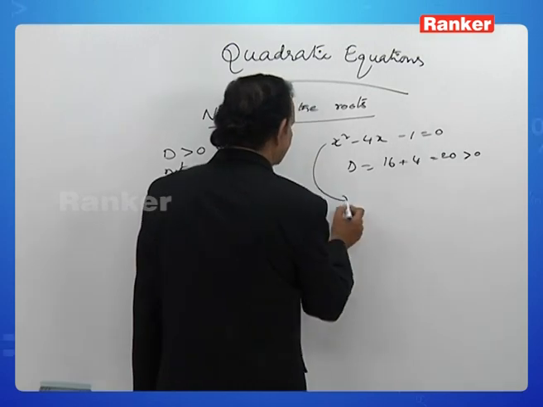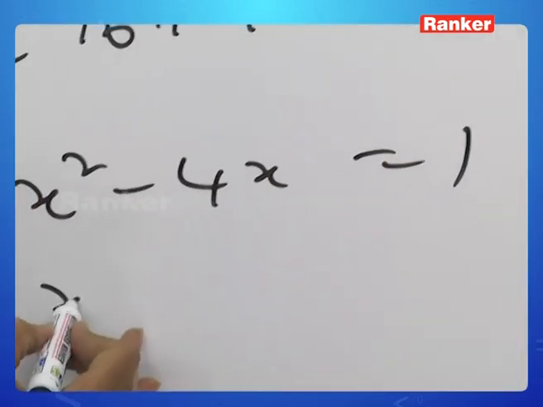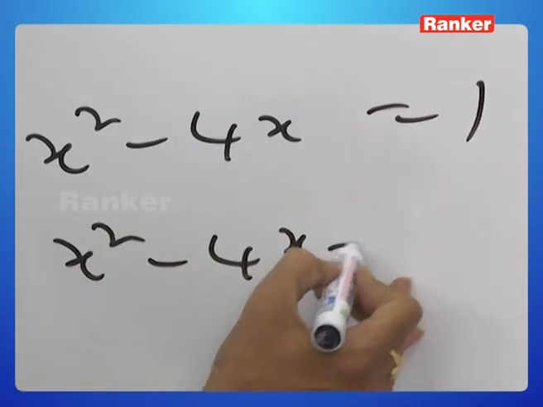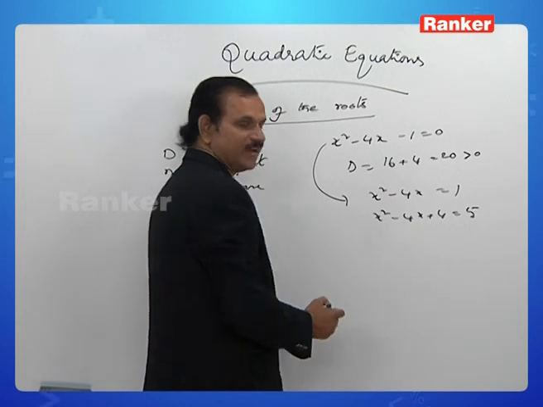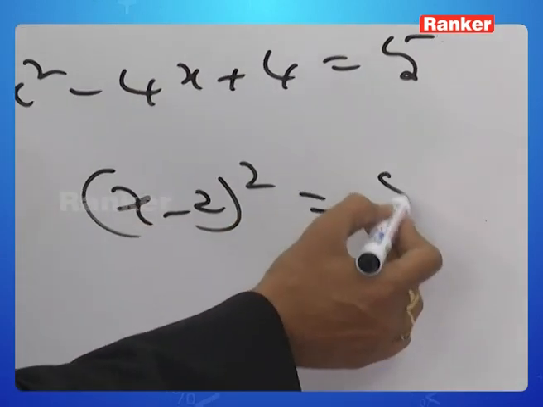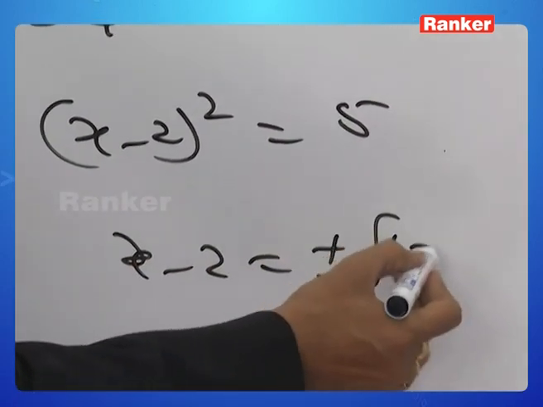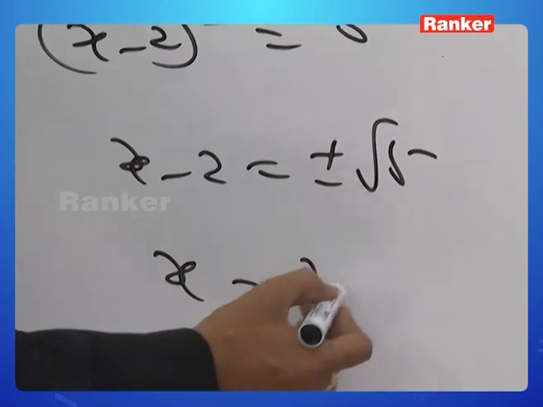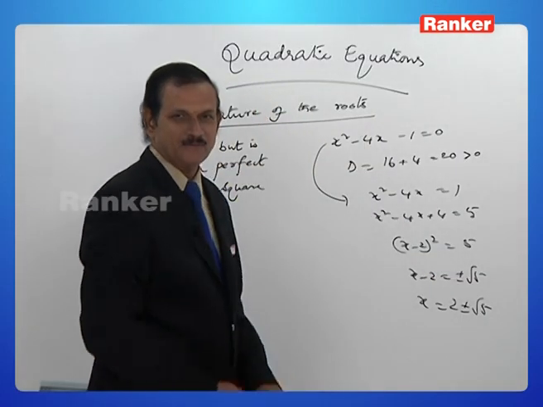Observe this equation. x square minus 4x is equal to 1. x square minus 4x plus 4 is equal to 1 plus 4. I have added 4 on both the sides. This is nothing but (x minus 2) whole square is equal to 5. So x minus 2 is equal to plus or minus root 5, and hence x is equal to 2 plus or minus root 5. Let us see what is happening here.